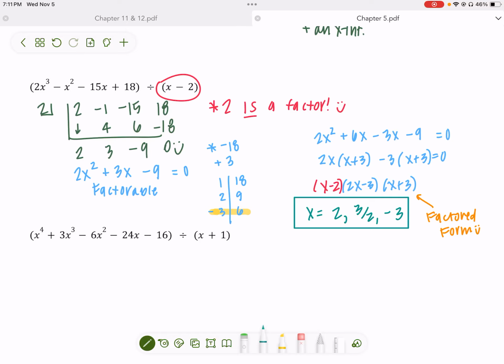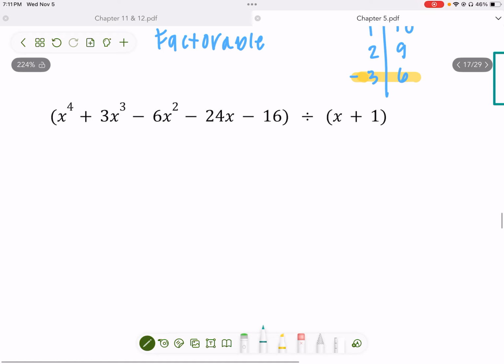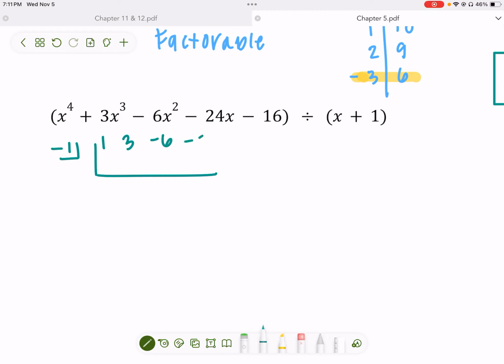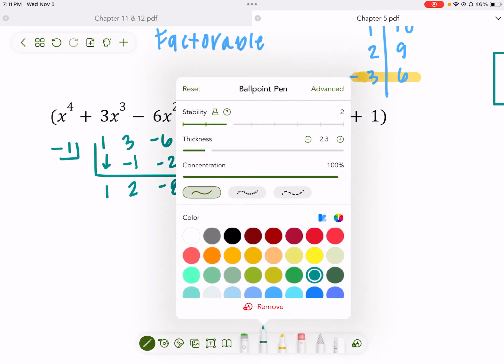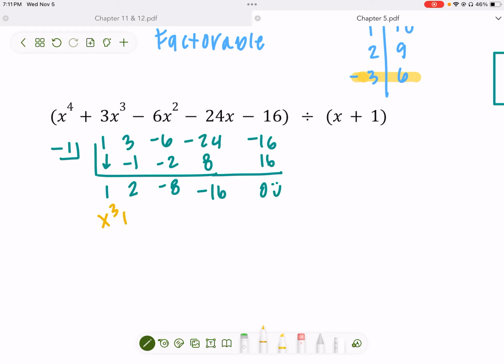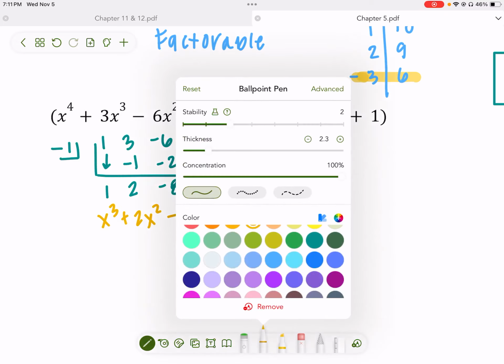Let's do it again with this power of 4. We have negative 1. In the box, 1, 3, negative 6, negative 24, negative 16. Bring down the 1 and multiply. Multiply. Multiply again. Multiply again. We get 0. Awesome. That means we have x cubed plus 2x squared minus 8x minus 16, which is again factorable by grouping.